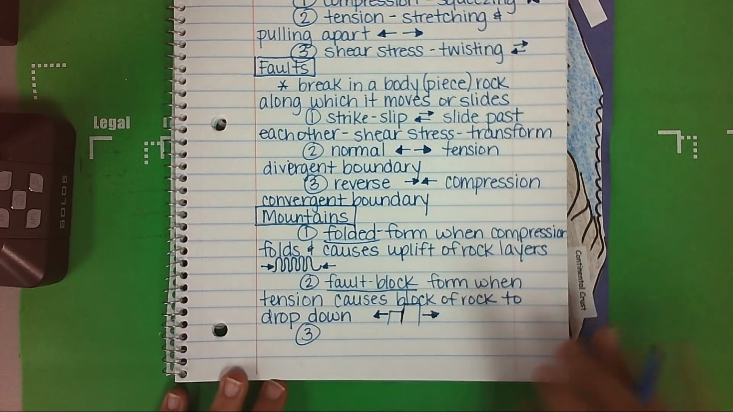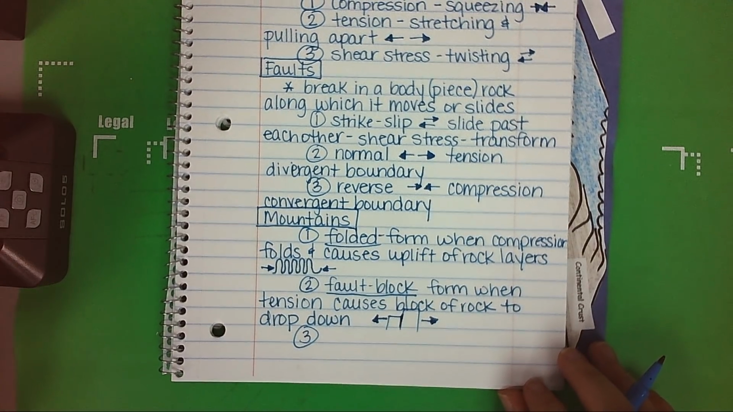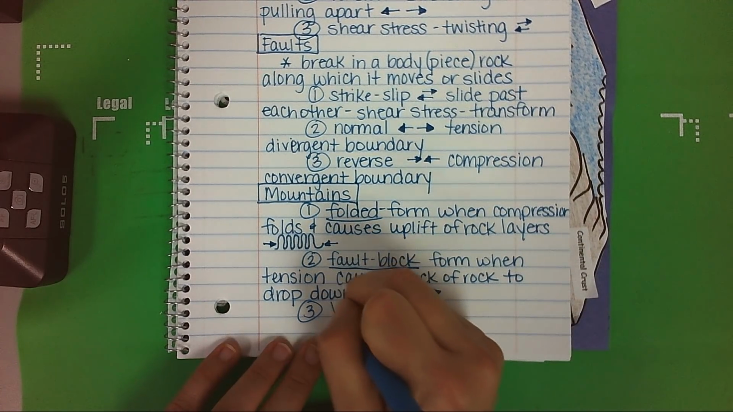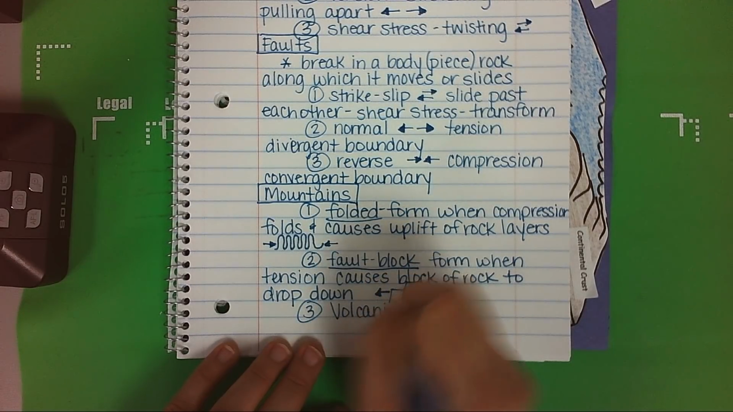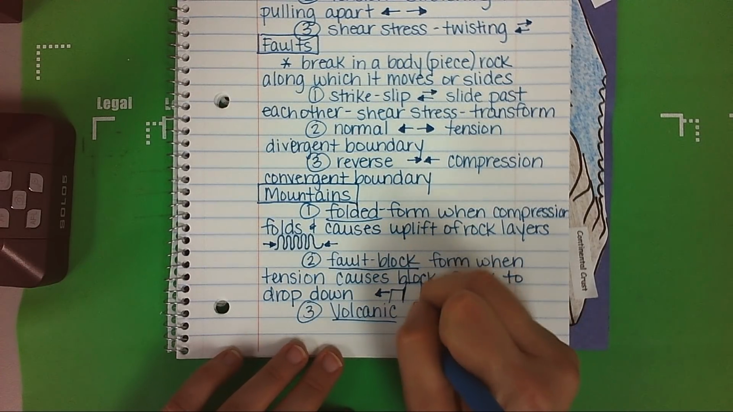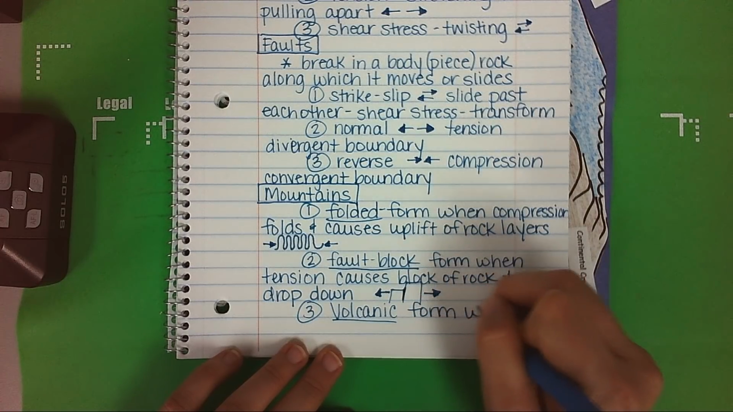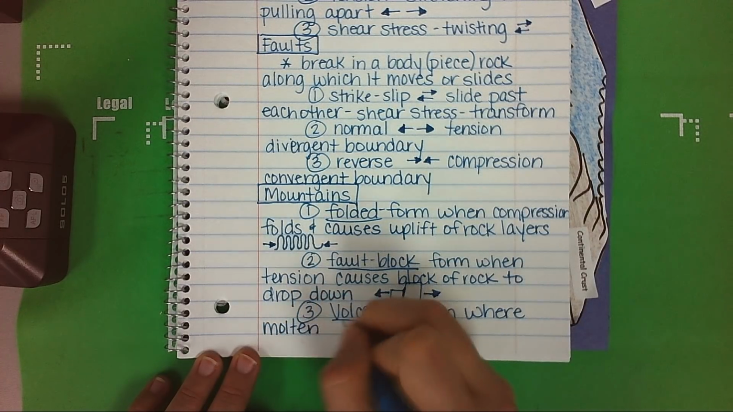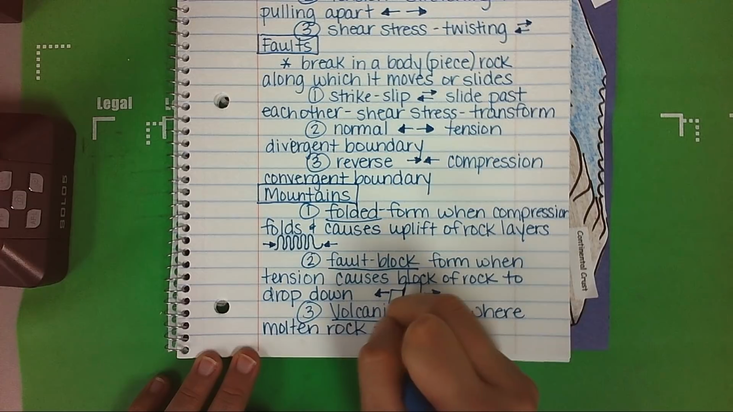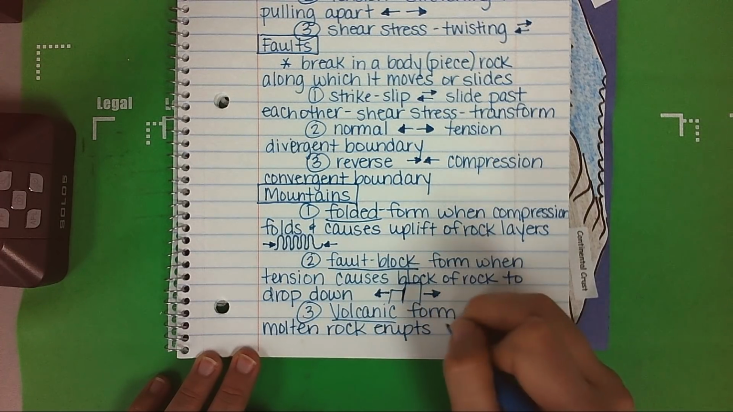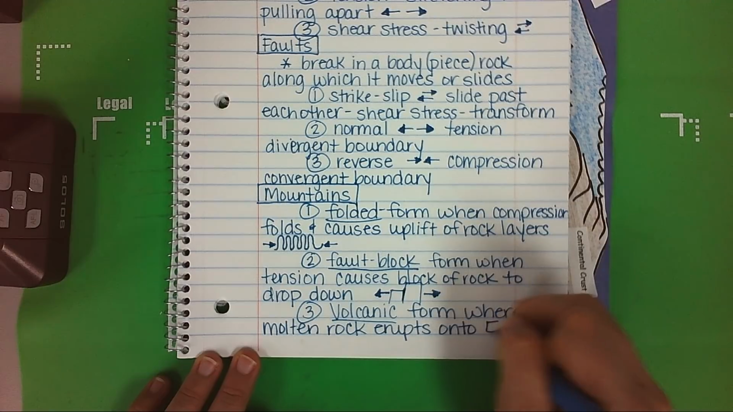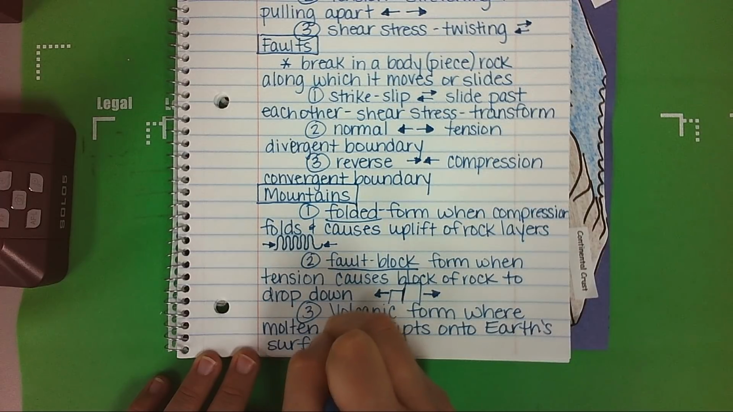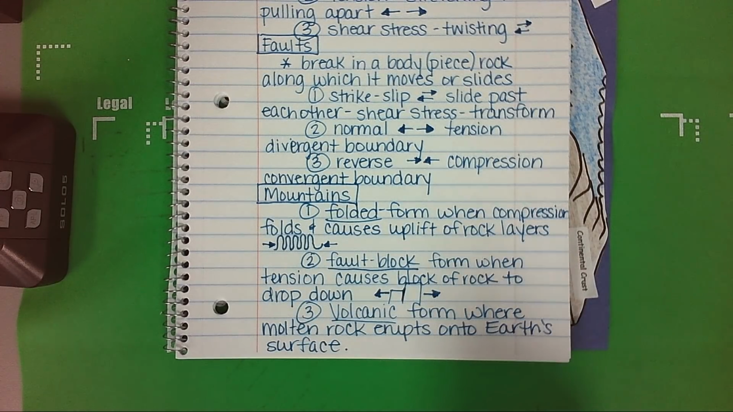Okay, so the last kind of mountains are called volcanic mountains. Alright, and they form where molten rock erupts onto Earth's surface.